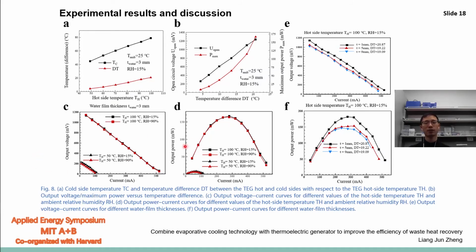C and D are for figuring out the relative humidity effects. So we fix the hot side temperature and change the relative humidity. We will find that the relative humidity has a negligible effect on the TEG performance.